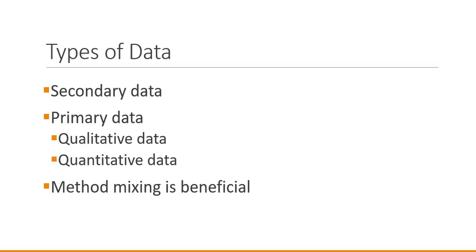And it's useful to mix these methods. You'll use some secondary data. You'll start by obtaining secondary data because, again, it's inexpensive and accessible in most cases. You'll also want to use primary data, and that will be qualitative and quantitative.